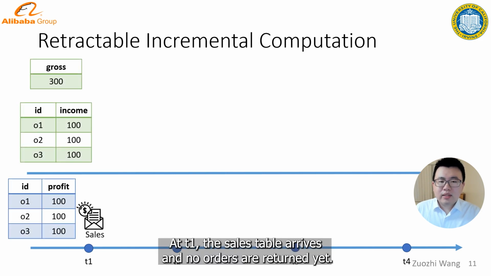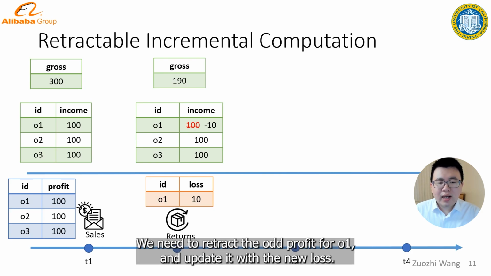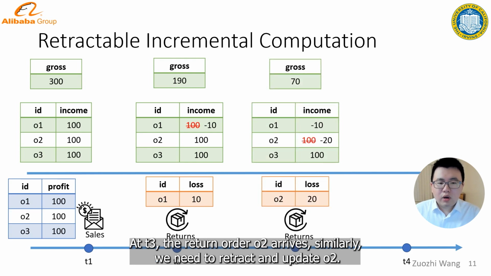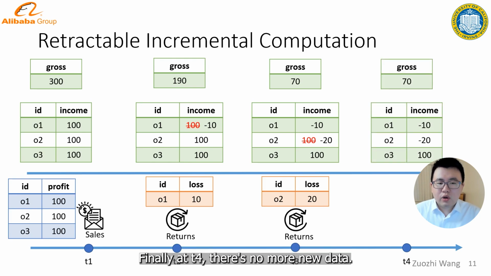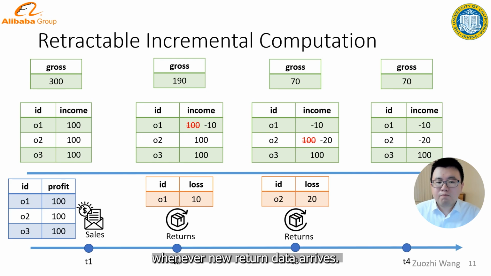At T1, the sales table arrives and no orders are returned yet. Then at T2, return order 01 arrives. We need to retract the old profit for 01 and update it with the new loss. At T3, the return order 02 arrives. Similarly, we need to retract and update 02. Finally, at T4, there's no more new data and we get the final result. In this algorithm, we need to retract the output whenever new return data arrives.